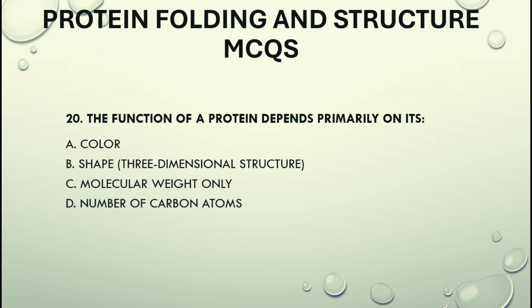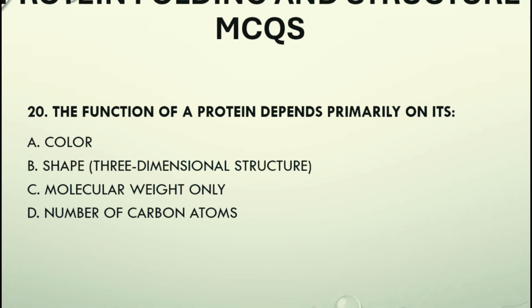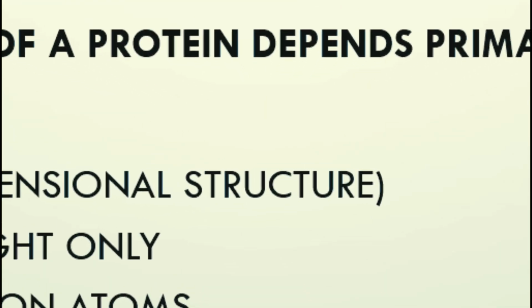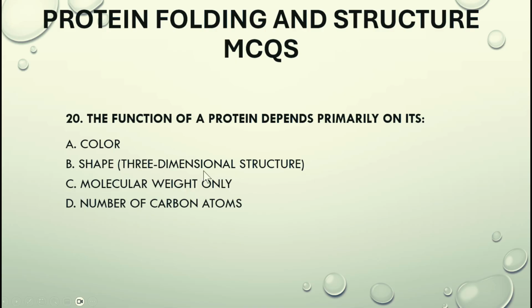Number 20. The function of a protein depends primarily on its A. Color, B. Shape, that's three-dimensional structure, C. Molecular weight only, D. Number of carbon atoms. I will not answer this question. I would love you to answer in the comment section.